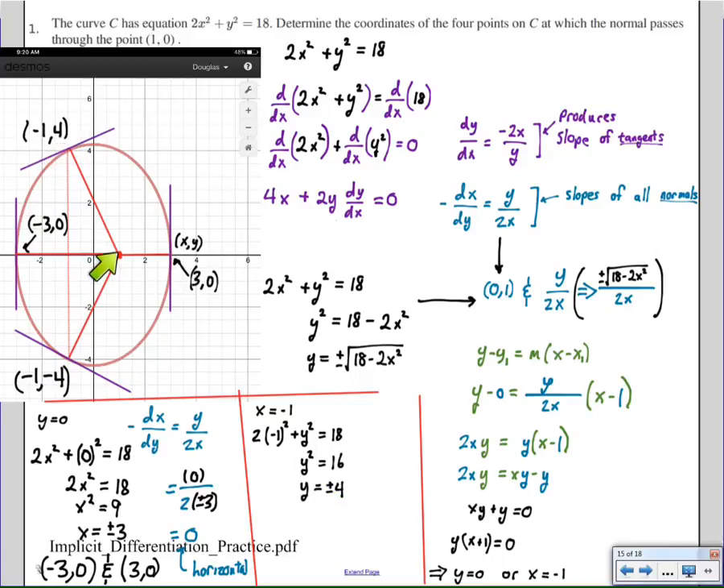Now we're looking at these lines and examining the slopes of the normals. We can determine the slopes using the point where x is negative 1 and y is plus or minus 4, which gives us the ratio of plus or minus 2. We go up on the graph and see that we can go down 4 over 2, have a slope of negative 2 for this normal, and up 4 over 2 gives us the slope of that normal.